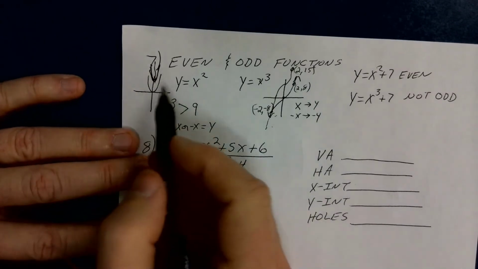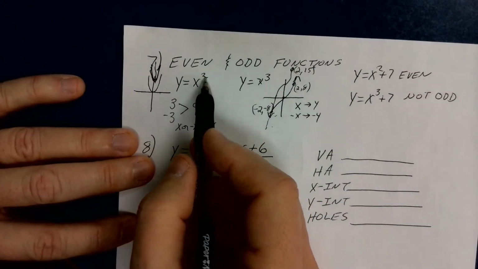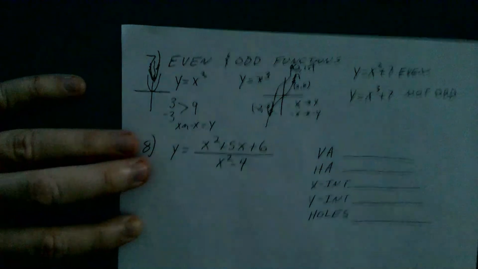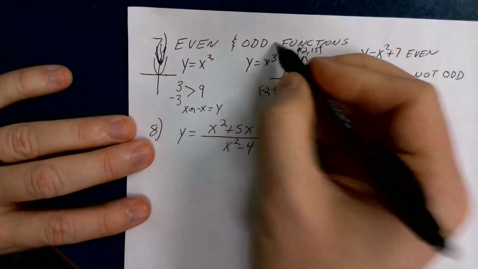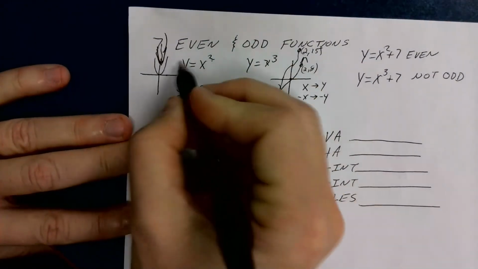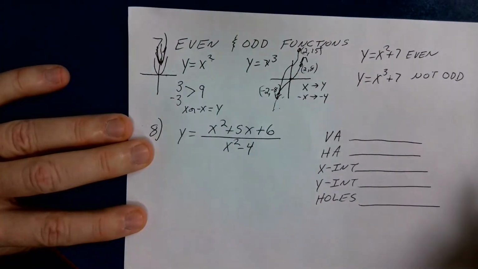So I want to make sure you don't just assume even degree, even, and odd degree, odd. It's based on its symmetry, good deal.